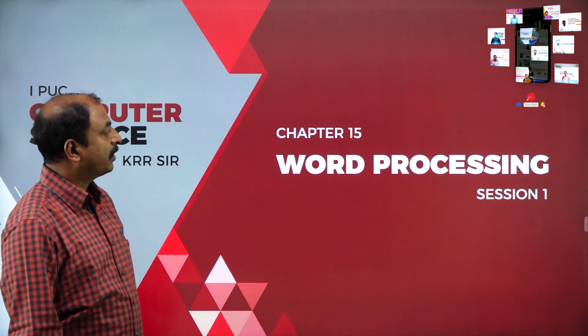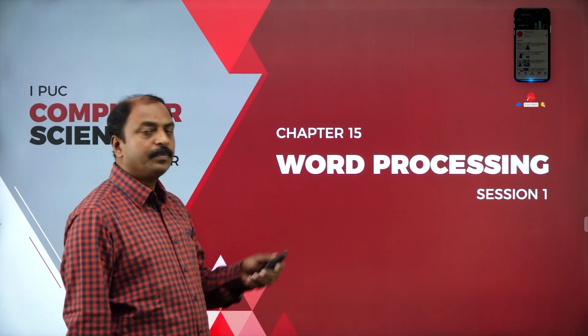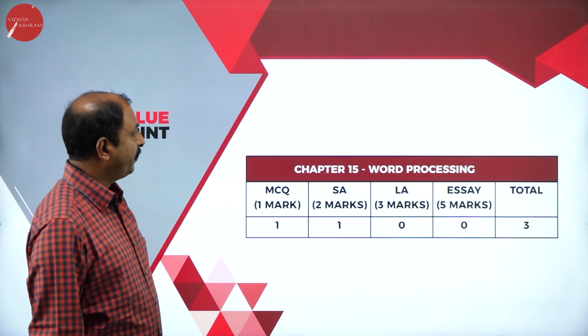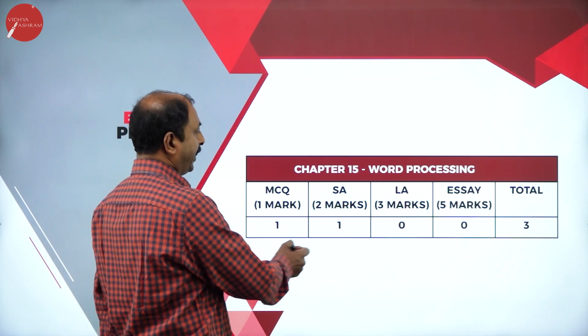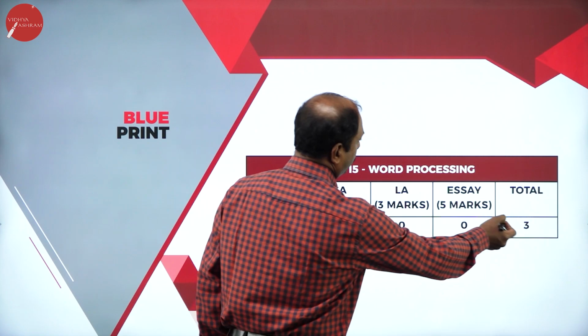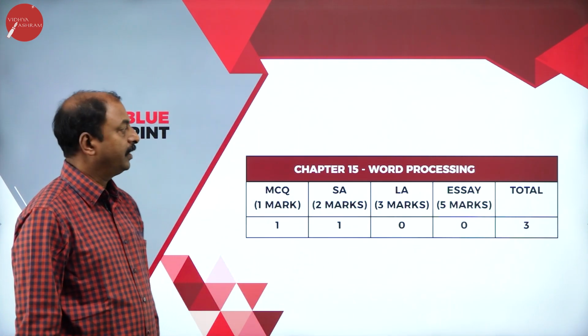Students, let us start our discussion with chapter 15, that is word processing. Now, the weightage of the chapter is 3 marks. You will get 2 MCQs and one 2-marks question. Total weightage is 3 marks for the chapter word processing.